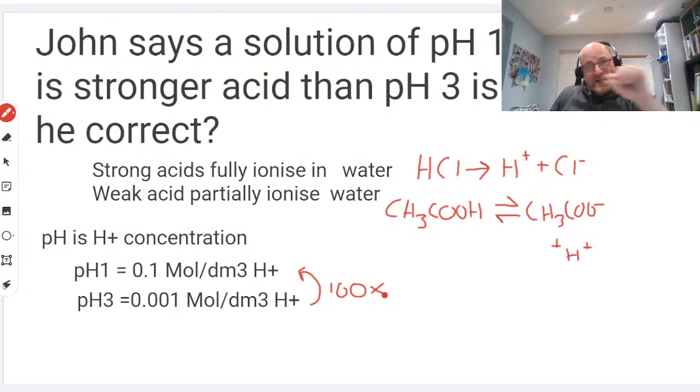You're going to write 14 zeros, 0.1. That's got hardly any hydrogen ions. It's an alkali, the strongest alkali. So pH 1, 0.1. Okay.